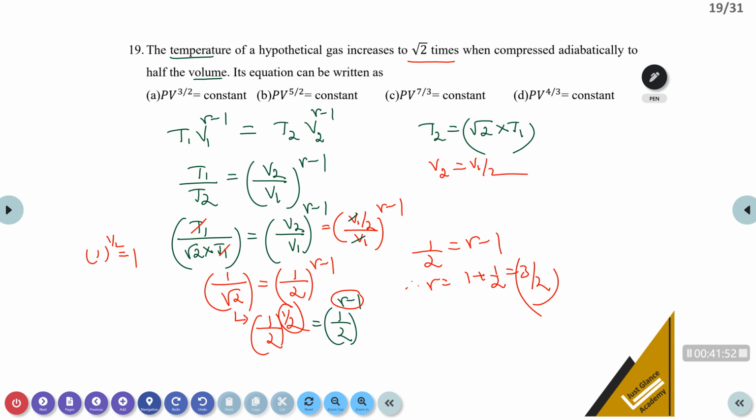So we know the equation PV raised to gamma equal to constant because it is adiabatic. So PV raised to 3 by 2 equal to constant. Which is the right equation? This is the right equation.